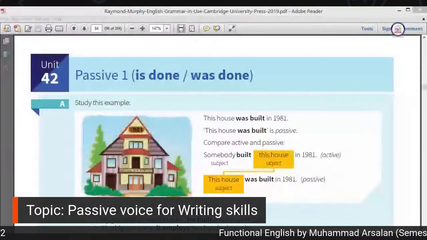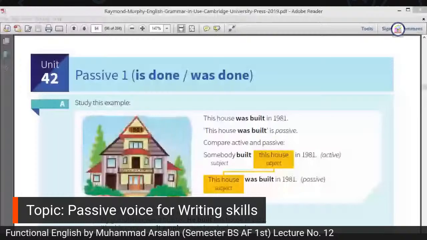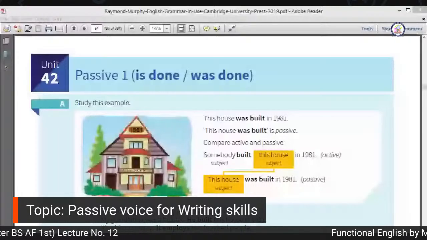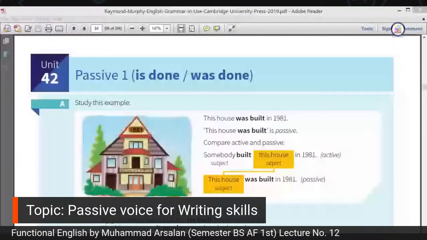The second sentence that I'm going to tell you is very natural: I was born. I was born is a natural passive sentence. It does not have an active sentence.